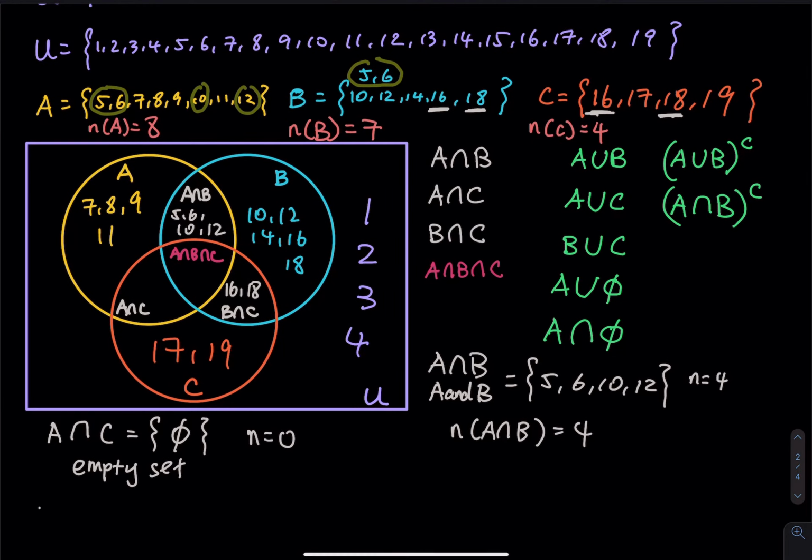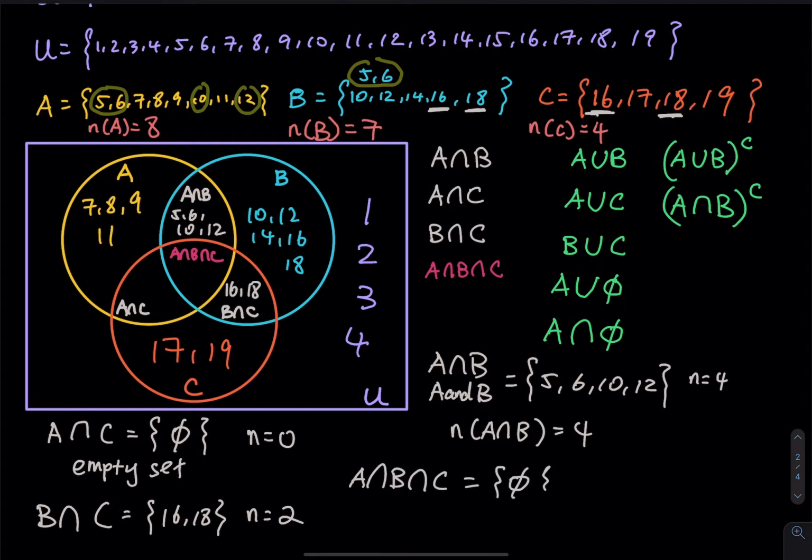How about B intersect C? B and C share 16 and 18. Then the cardinality is equal to 2, two elements. How about A, B, C? A and B and C do not share any numbers in common. So that is just the empty set. Nothing. So the cardinality is equal to 0.